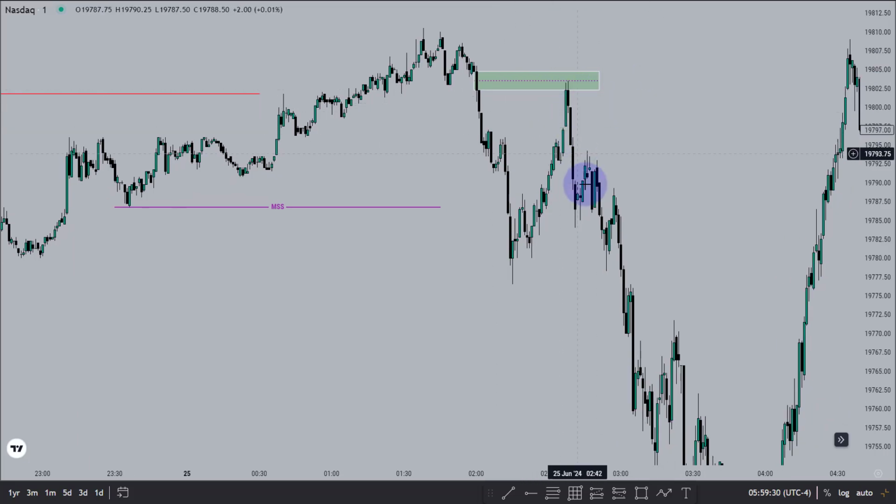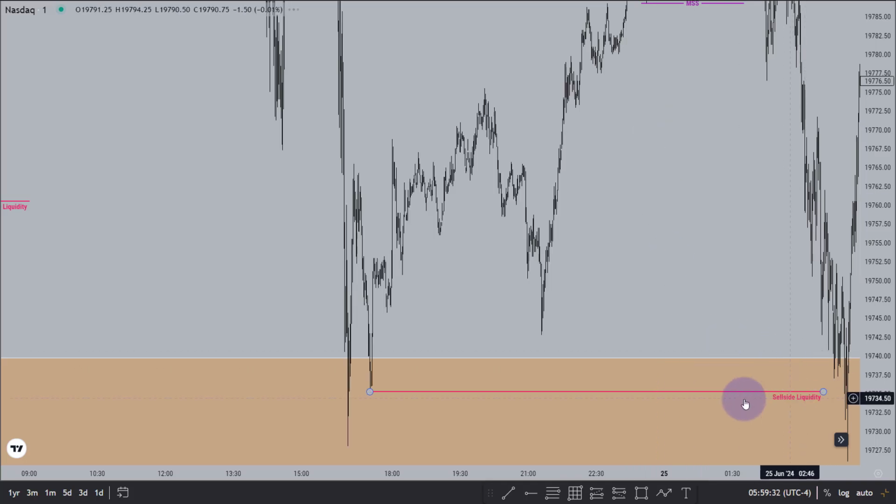What are you looking for? You are looking for sell. Why are you going to look for sell? Because you have this sell side liquidity around that area. You have this sell side liquidity.